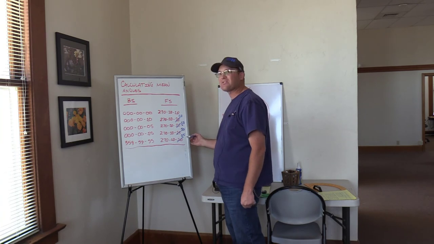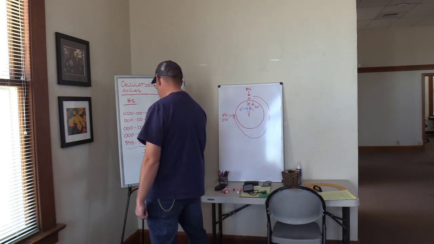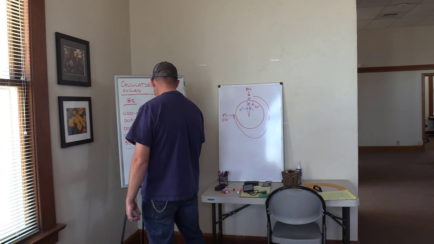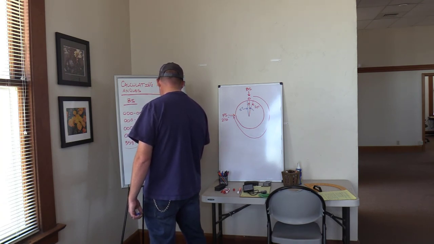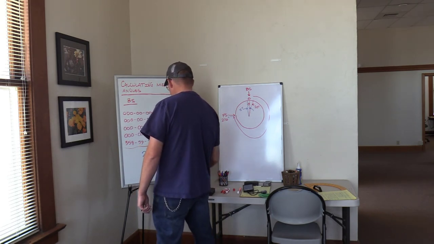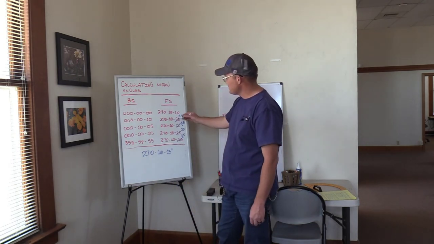Now we can add up our seconds and calculate the average. I can just do this one in my head because I cheated. Okay, so our angle, the actual average angle measured is gonna be 270, 10, 12.5. Okay, so we're gonna round up to 13 seconds. That's the average of these numbers.